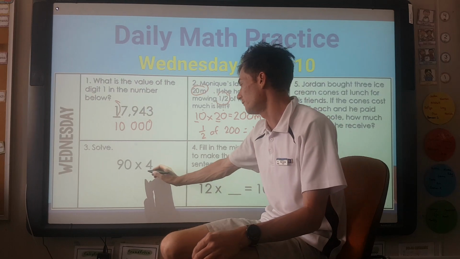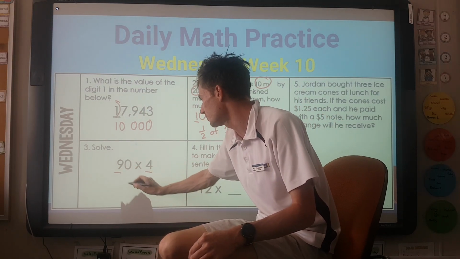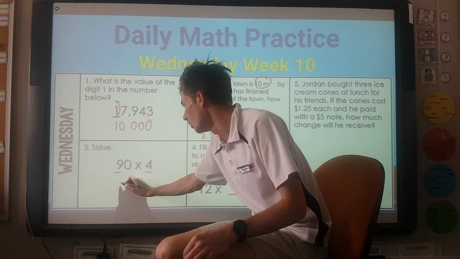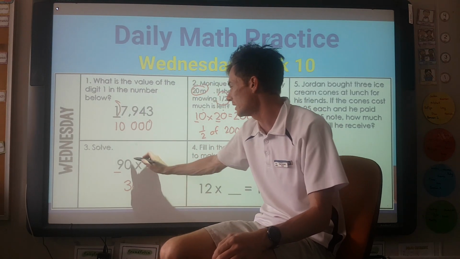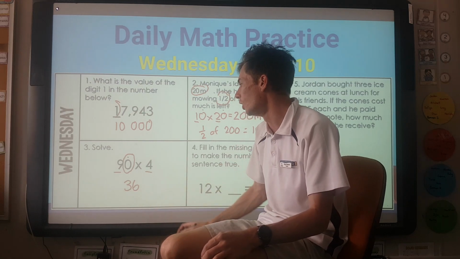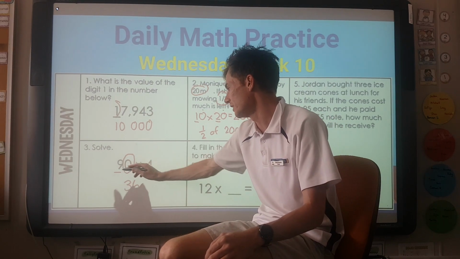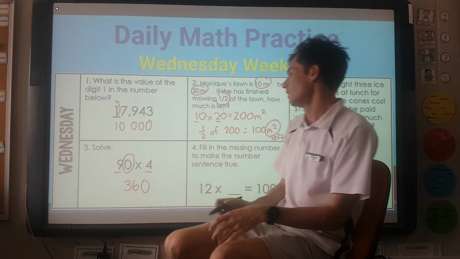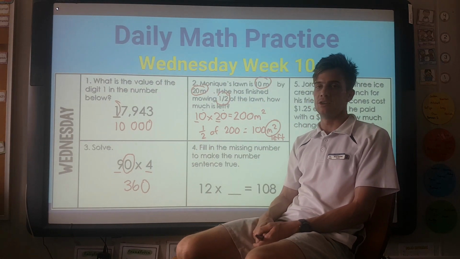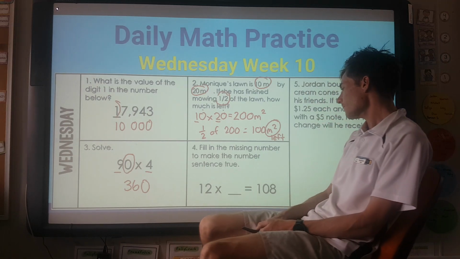Alrighty, so another trick for this one. So if we're doing 90 times 4, I know that 9 times 4 is 36. So if 9 times 4 is 36, then 90 times 4, all I have to do is move each one of these digits up a place and put my 0 in the ones, so 90 times 4 is going to be 360.